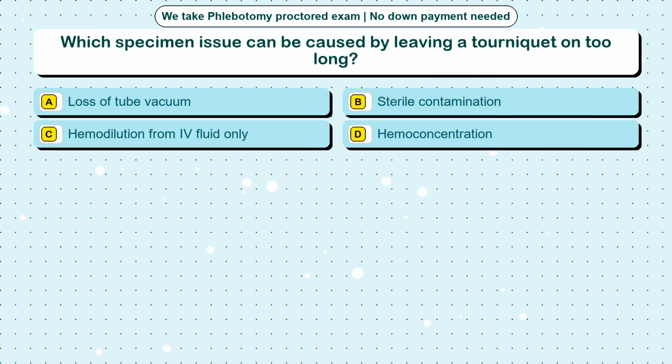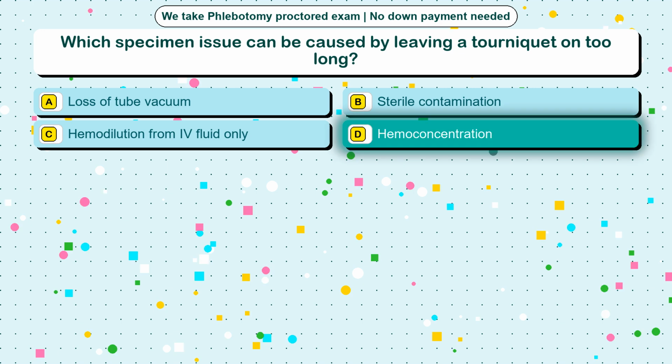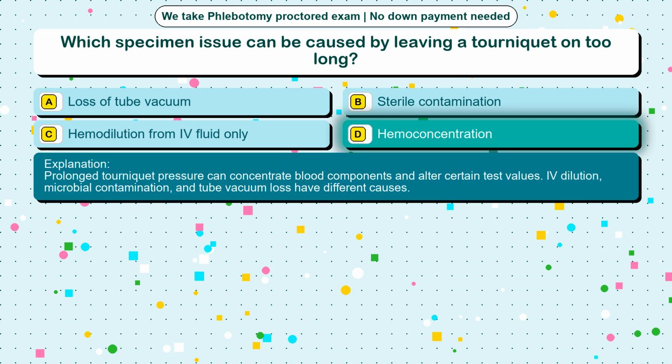Which specimen issue can be caused by leaving a tourniquet on too long? Option A. Loss of tube vacuum. Option B. Sterile contamination. Option C. Hemodilution from fluid only. Option D. Hemoconcentration. The correct answer is option D. Hemoconcentration. Prolonged tourniquet pressure can concentrate blood components and alter certain test values. Fluid dilution, microbial contamination, and tube vacuum loss have different causes.